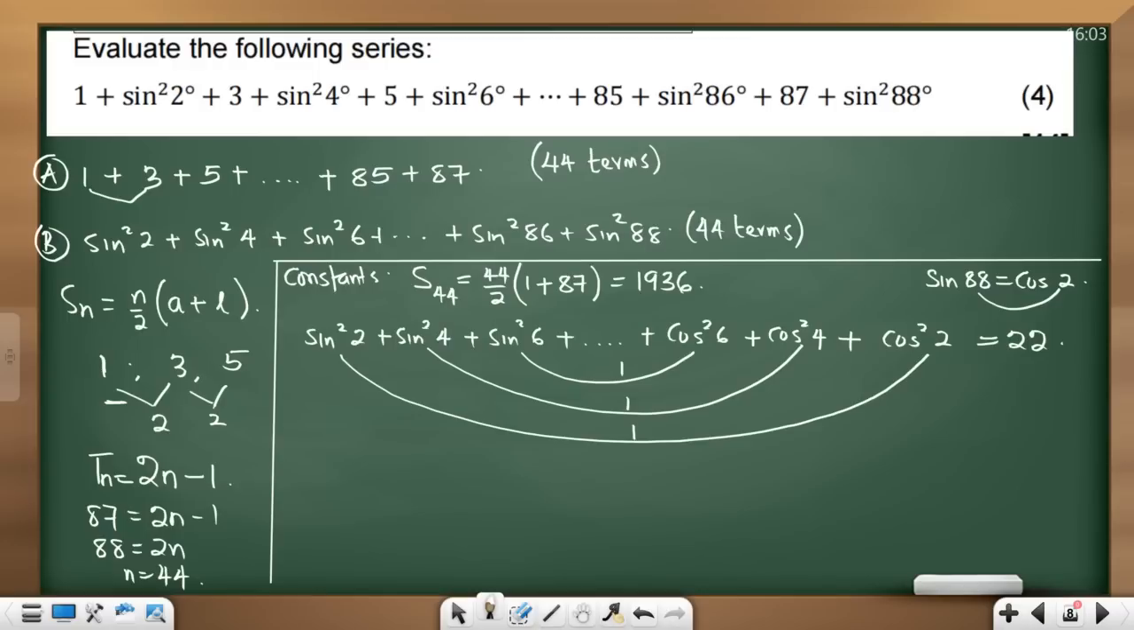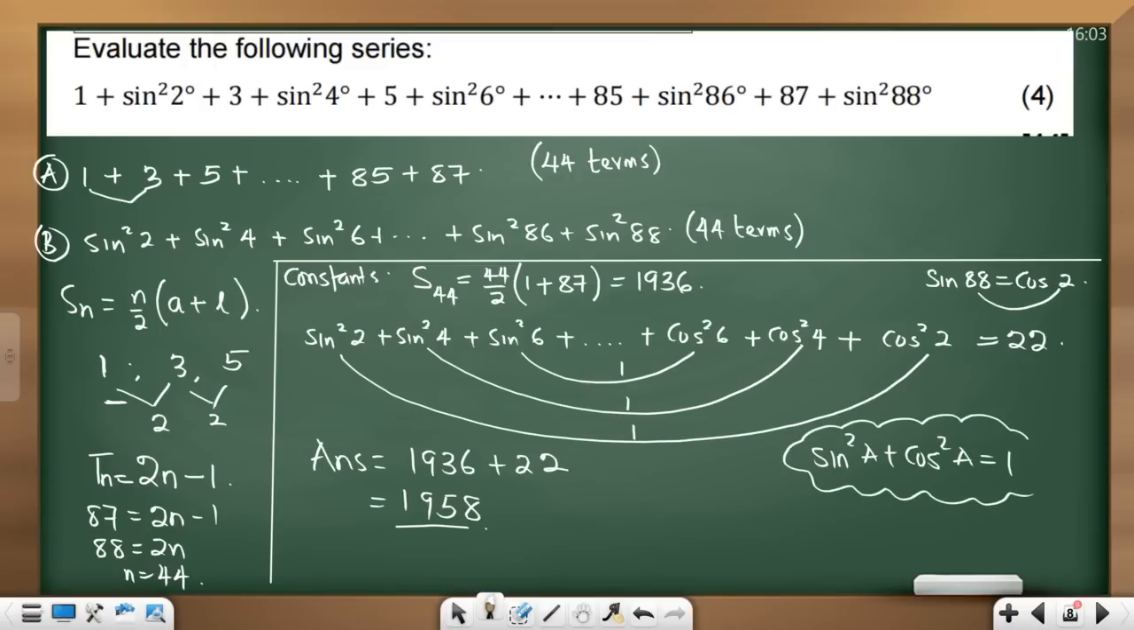And this is how you present your answer. So the final answer will be equal to what? 1936 for the constants, 22 for the trig. 6 plus 2 is 8, 3 plus 2 is 5, and you have 1958. So sine squared A, this is the secret, plus cos squared A would be equal to what? 1. So there are 44, but 22 pairs. That gives me 22 as my answer.